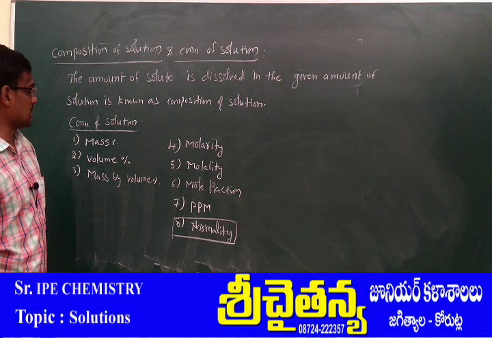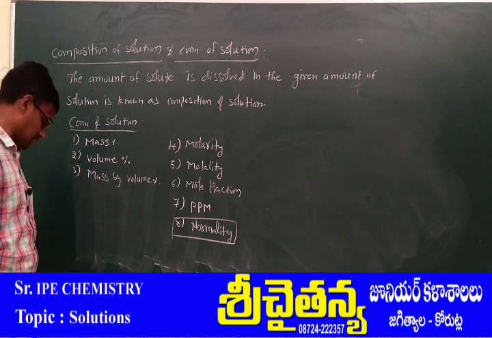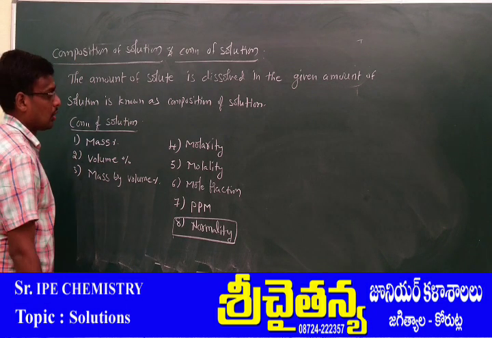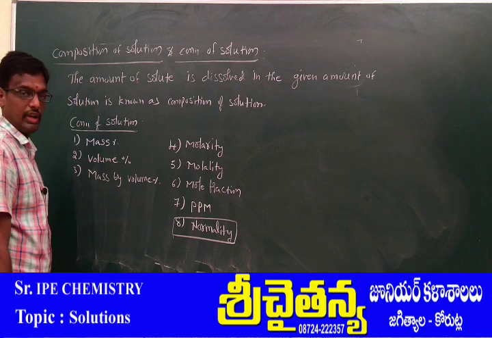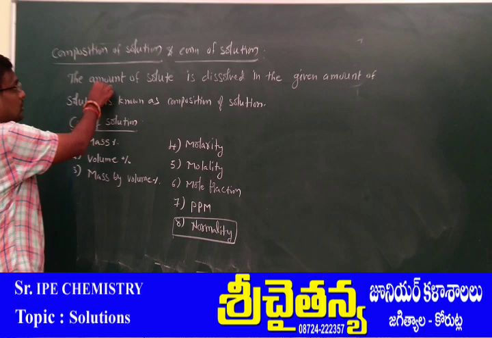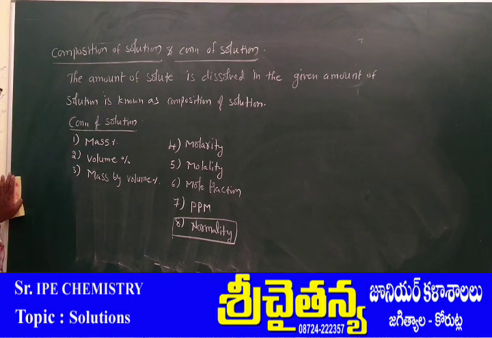Now we are going to discuss the remaining seven concentration methods: mass percent, volume percent, mass by volume percent, molarity, molality, mole fraction, and ppm. First of all, take down notes about the composition of solution and concentration of solution.